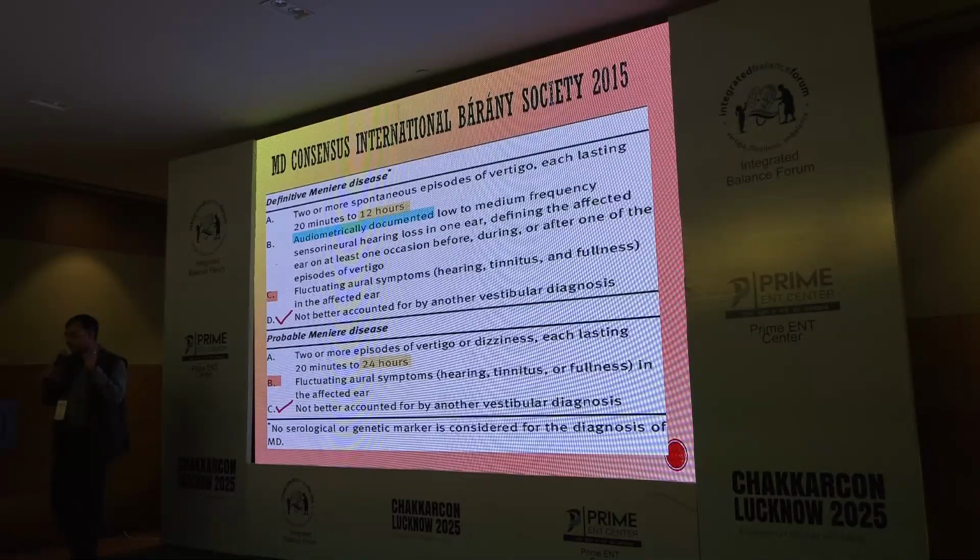In case of definitive Meniere's, one more thing should be there. There should be audiometrically documented low to medium frequency SNHL in 1 year, either before, during, or after one of the episodes of vertigo.